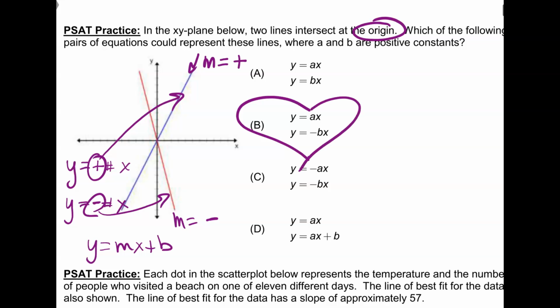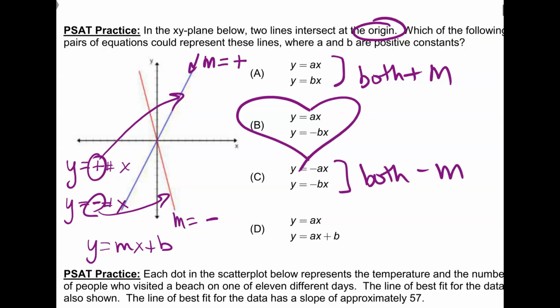That is the answer. What is wrong with answer choice A? They both have positive slopes. That's not what it's supposed to be. What is wrong with answer choice C? Both negative slope. And we already looked at the graph. We said, wait, one should have a positive slope, one should have a negative. And what's wrong with D? This is literally parallel lines. Do we have parallel lines? No. And wait, what plus B? No, we said we don't have a y-intercept.